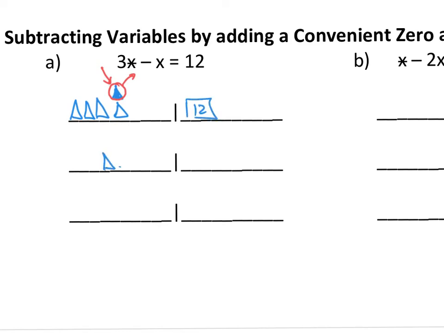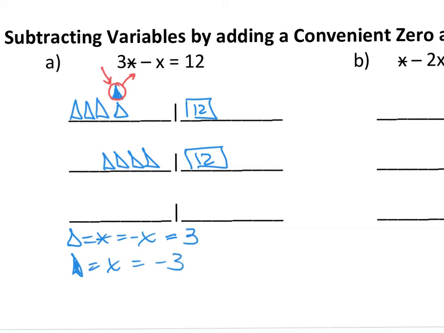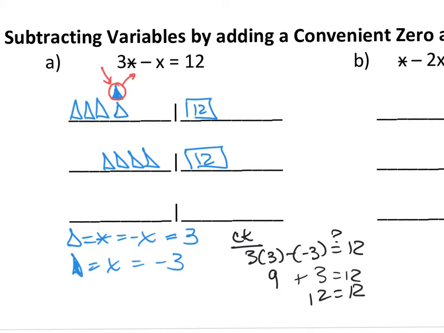So on the left-hand side, that gives me 1, 2, 3, 4 white pawns. And on the right side, it gives me 12. That tells me that white pawn, which is star, which is opposite x, is equal to 3, and blue pawn, which is x, is equal to negative 3. I need to do my check, and we'll go back and talk about this again. 3 times 3 minus a negative 3, is that equal to 12? So 9 plus 3, 12 is equal to 12, and the answer is yes, and the check number is 12.